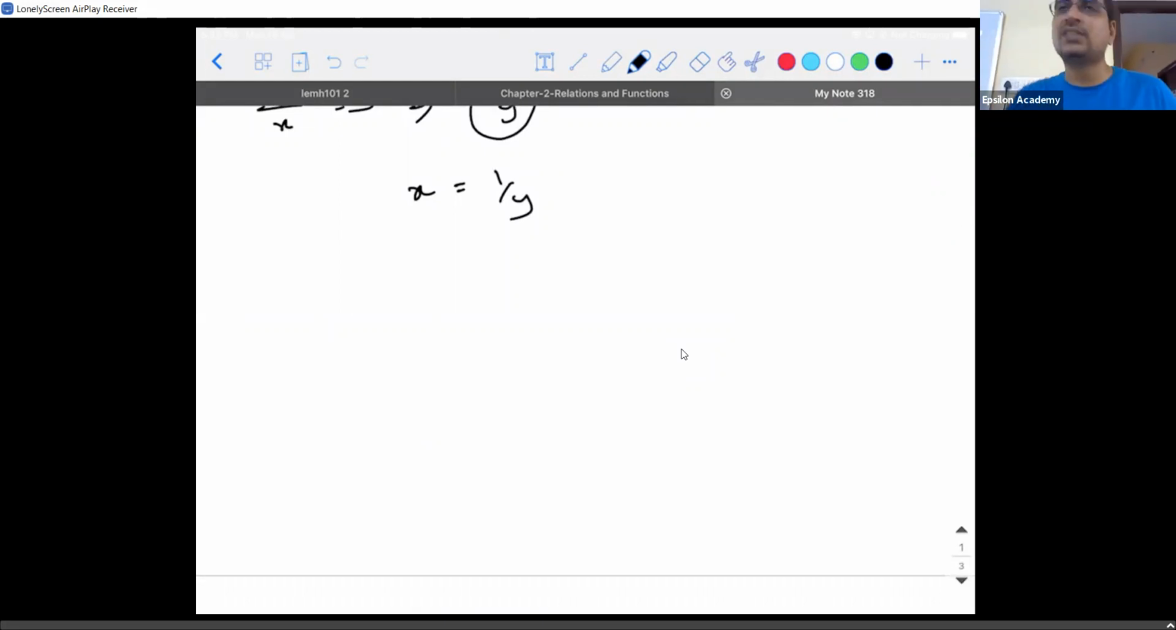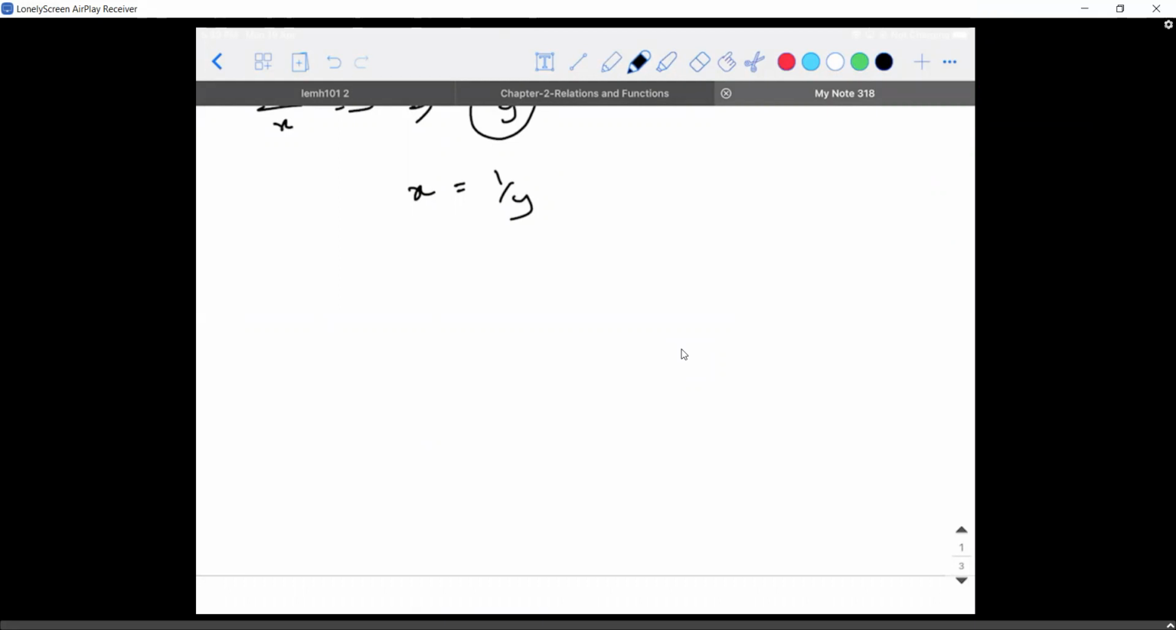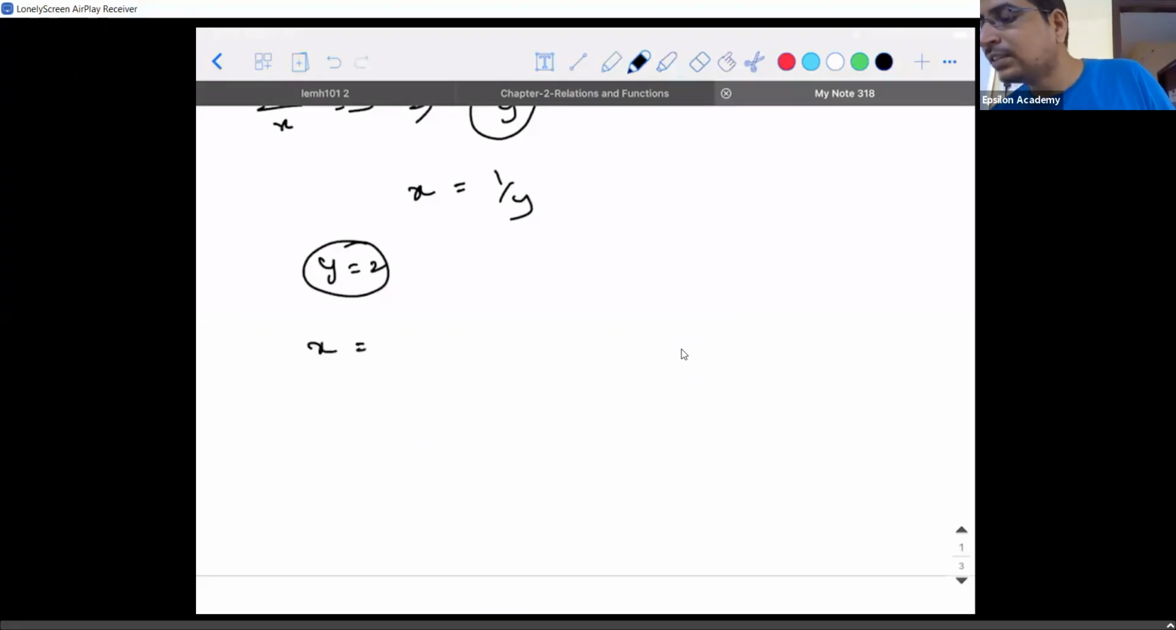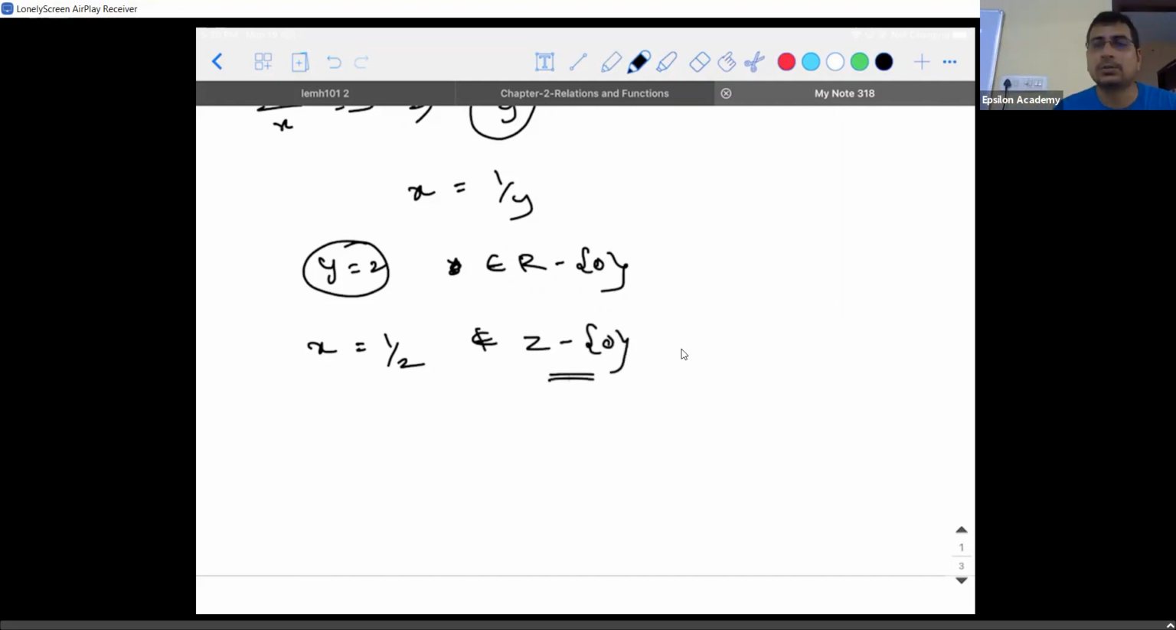Is there any real number that you can substitute which will not give an integer in this question? Yes, 2 itself will not give you. 2 is a real number, 1 by 2. If I substitute y is equal to 2, x is equal to half. So y is equal to 2 belongs to real numbers except 0. But x is equal to half does not belong to Z except 0. Hence it is not an onto function. Means there are certain elements in the codomain which do not have a pre-image.